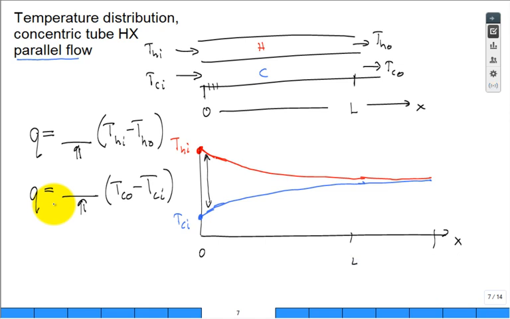So a lot of people wanted to put in something like UA. Not going to work, is it? And then some people put in the mass flow rate times specific heat of the hot fluid. Now, those that put in the mass flow rate times specific heat of the hot fluid, why did you do that? Why did you know that's the right answer? It's thermal one. It's an energy balance.